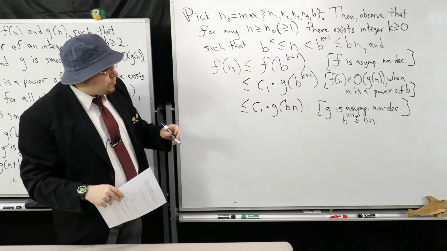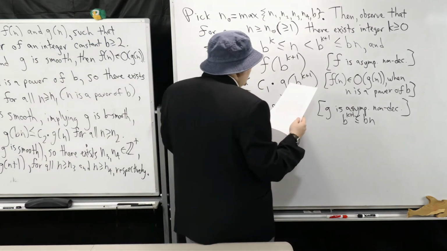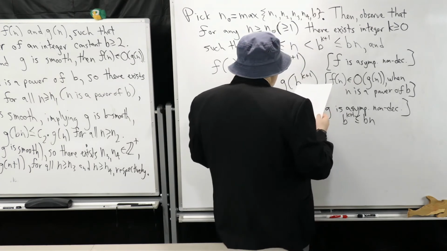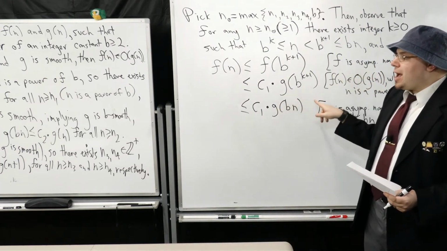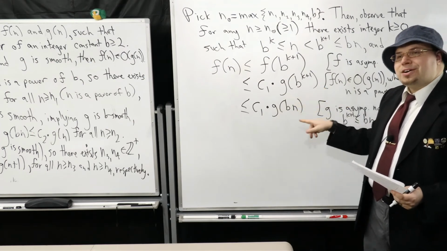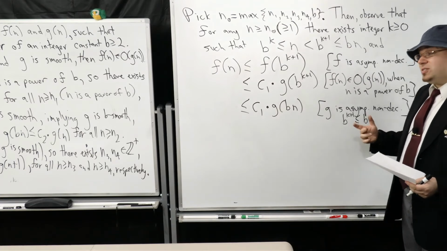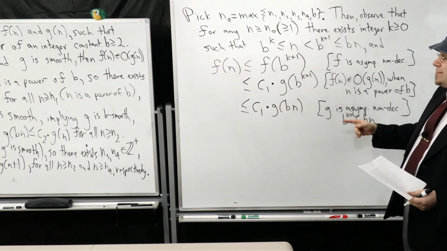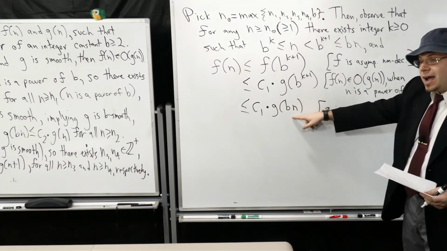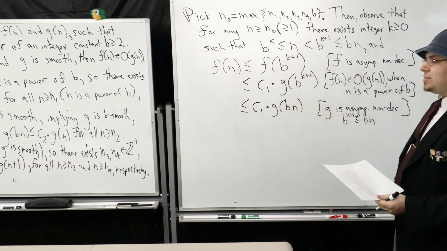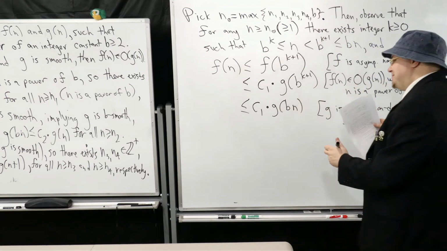But this should look very familiar to you. This should look like something about smoothness, right? Well, what do I know about this right here? I know that a function that is smooth, so G is smooth, but that means it's also b-smooth. But what does that mean? Well, that means that G of b times n is in fact big O of G of n.